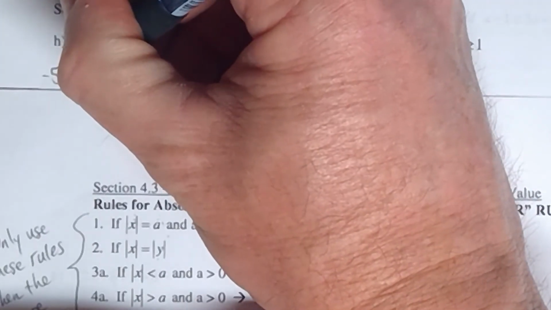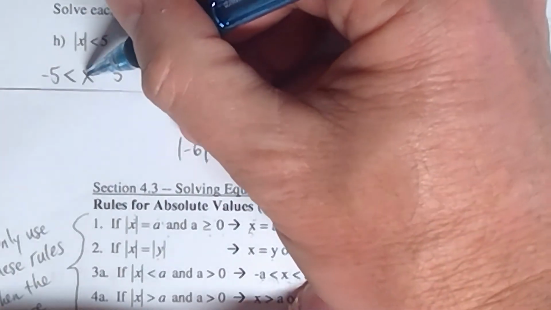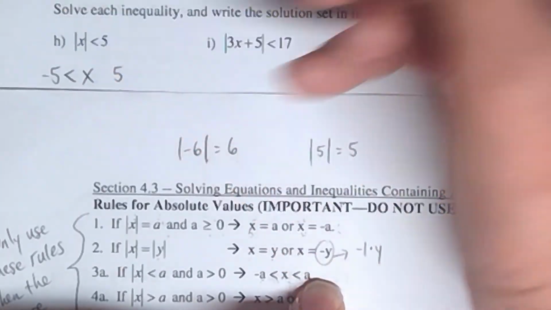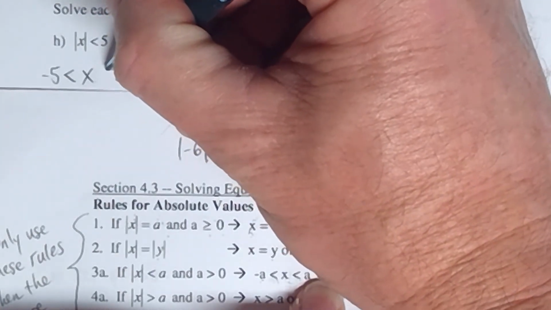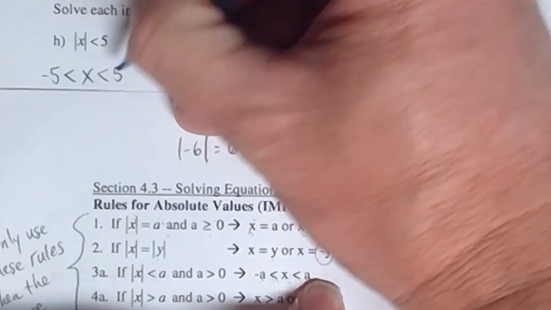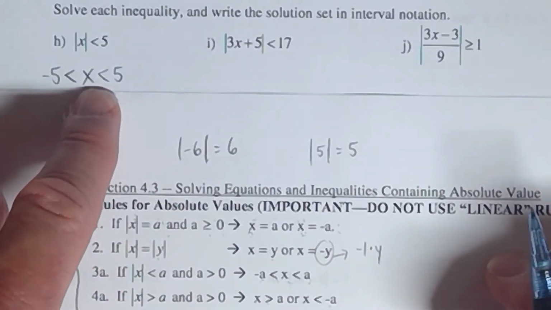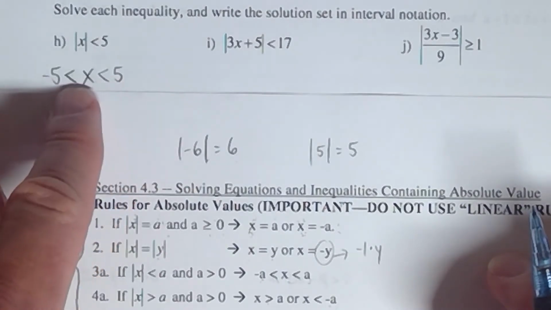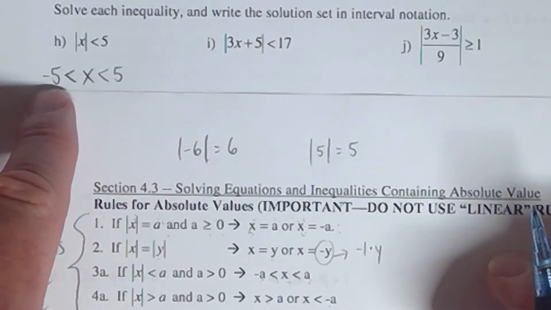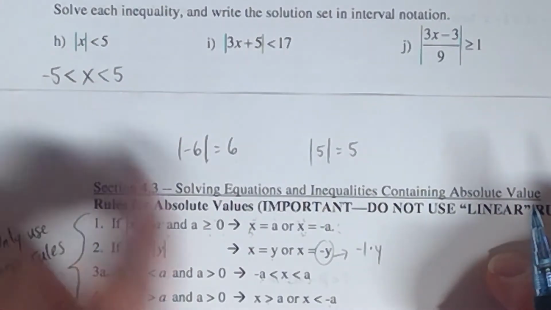Your alligator should be eating the variable instead of the smaller number. The negative 5 is the smaller number. When it comes to the bigger number, the alligator is going to be eating the bigger number. So the alligator wants to eat the bigger number, but not the smaller number. That's what it comes down to. He wants to eat the bigger number and not the x. But when it comes to the smaller number, he'd rather have the x.